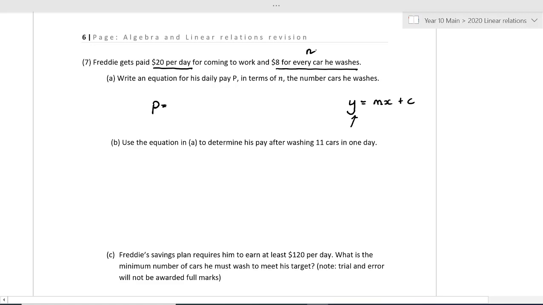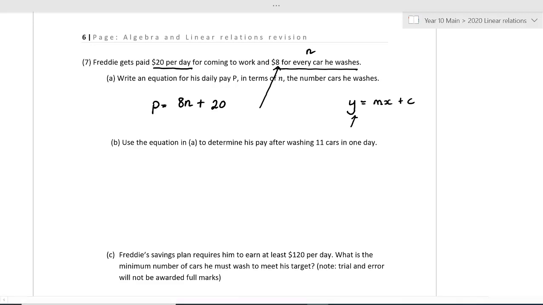So we have n for every car he washes, and of course $20. First of all, the constant 20, they're going to get that no matter how many cars they wash. And now we have to find where the gradient is going to be in this linear equation, and it's right here, $8. So if I multiply n, the number of cars he washes, by 8, then that's going to be my equation.